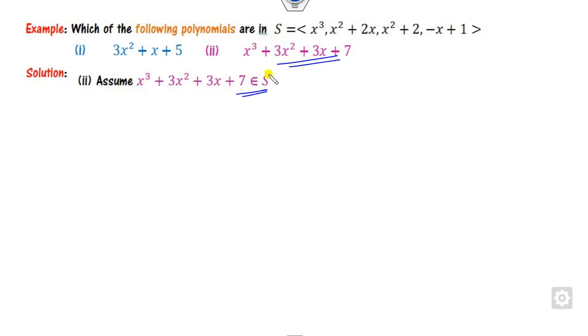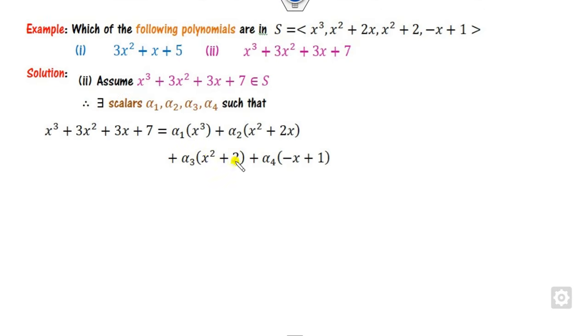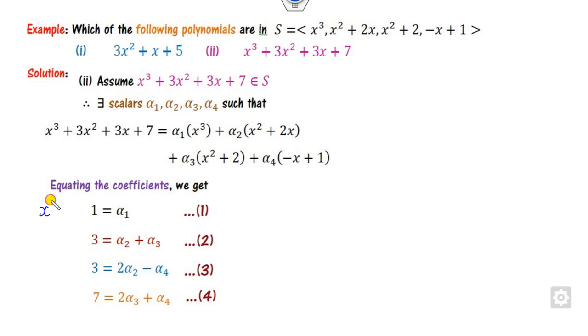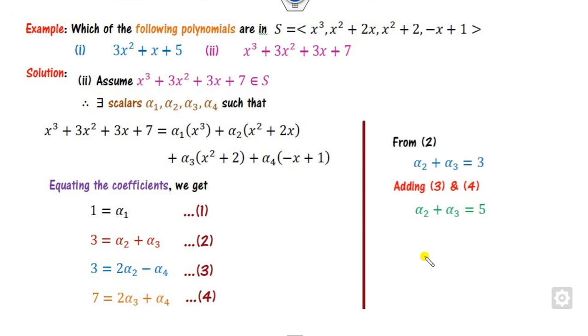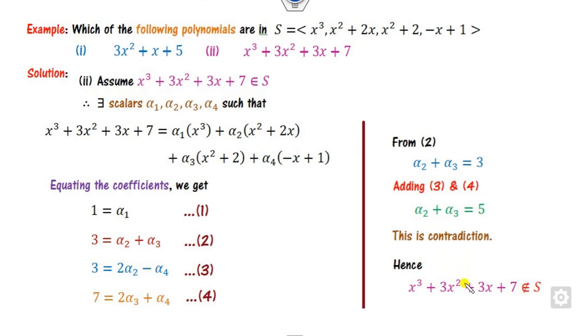How do you do the second part? Again, firstly assume that you can write it in terms of the polynomials. Find the coefficients of x cube, x square, x and the constant. Now you can simply add them. If you add equation number 3 and 4, what will happen? This is 10, this is 2 alpha 2 plus 2 alpha 3. What is the meaning of that? This is alpha 2 plus alpha 3 equals 5. But you already know that alpha 2 plus alpha 3 is 3. Is it possible? No. It means you are unable to find the values of the alpha i. Therefore, this does not belong to the S.